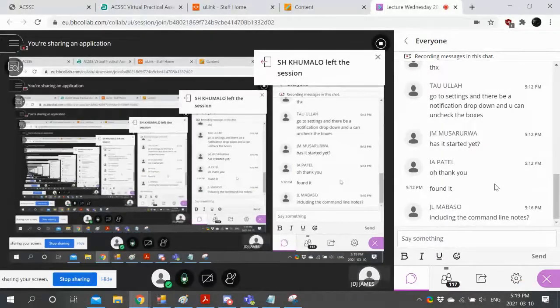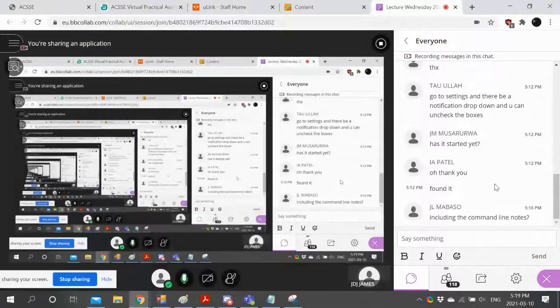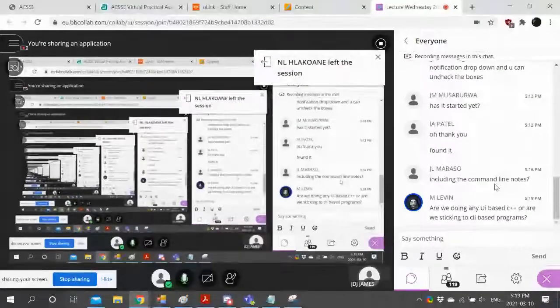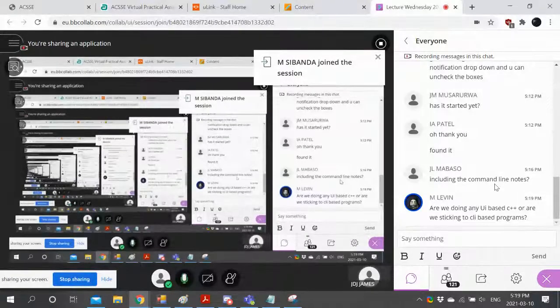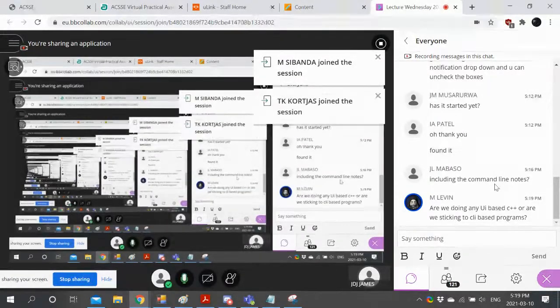No, so the question is including the command line notes. The answer is no. Those are not examinable at all. There may be a practical in the future. Typically, there is one just before we do the section called functions, which does make use of command line abilities, which is why it's useful to know. So indirectly, that gets assessed through that practical.